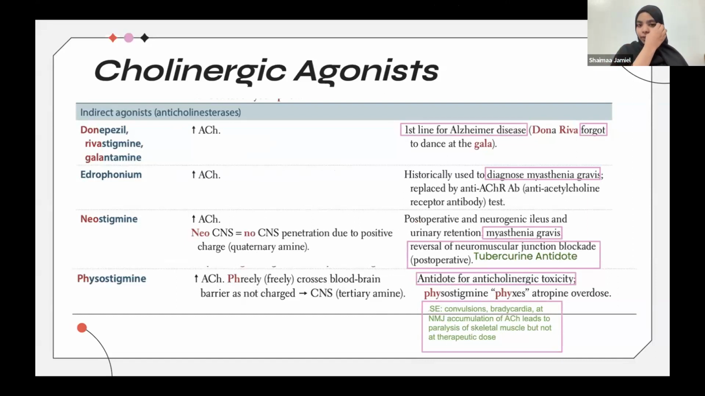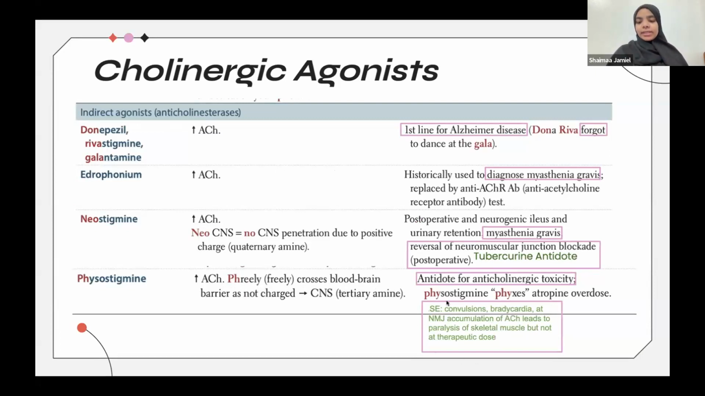Basically, if you were given a lot of anticholinergic drugs, then you're going to use physostigmine to revert that action. So if someone had a toxicity from atropine, you use physostigmine, okay? Physostigmine fixes atropine overdose. Neostigmine does not cross the blood-brain barrier, but physostigmine freely crosses the blood-brain barrier, okay?